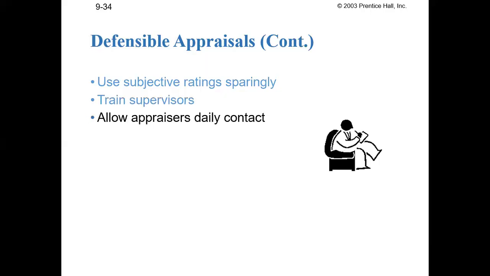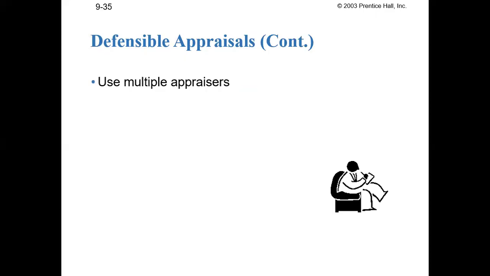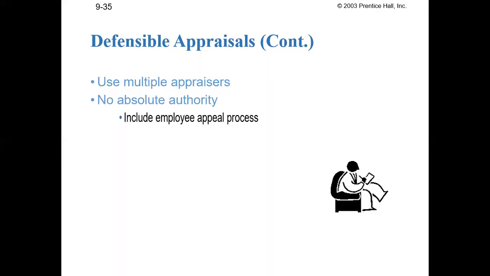Allow appraisers daily contacts. If someone is supposed to appraise, let the person who is in daily contact with the person do the appraisal, because then they will see the performance more clearly. Rate on each of the job's dimensions. Make sure that you are covering all the dimensions. Use multiple appraisers. No absolute authority. So there should be no absolute authority on one appraiser. Include an employee appeal process. That is the way people can appeal. That way they will find it fair.